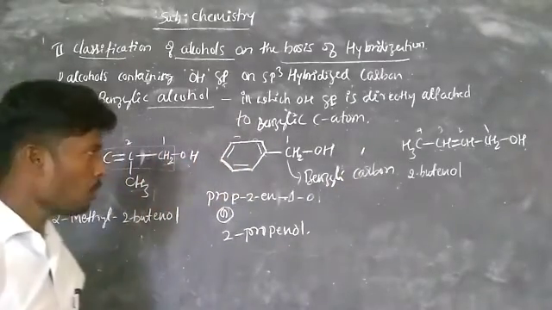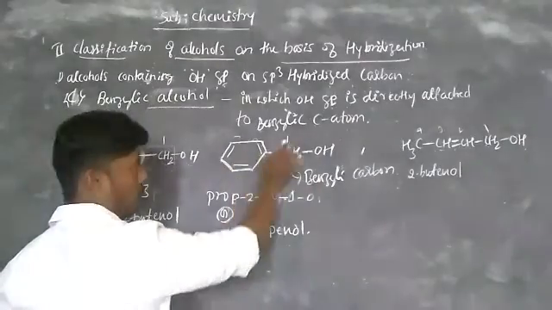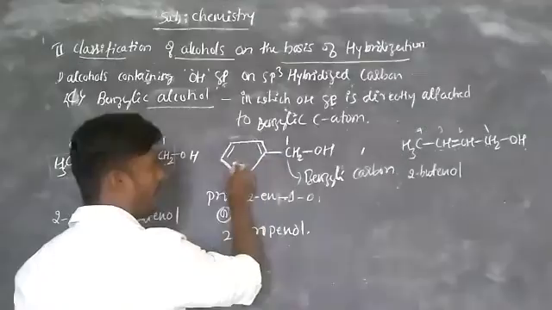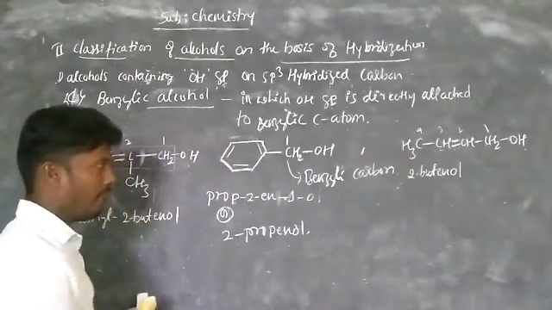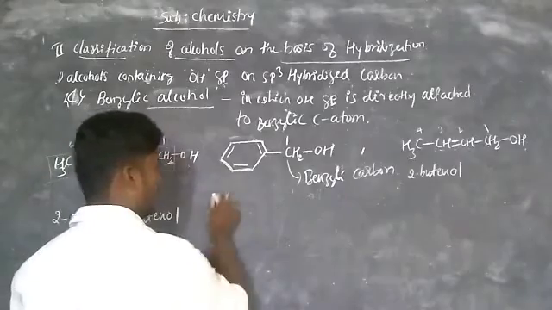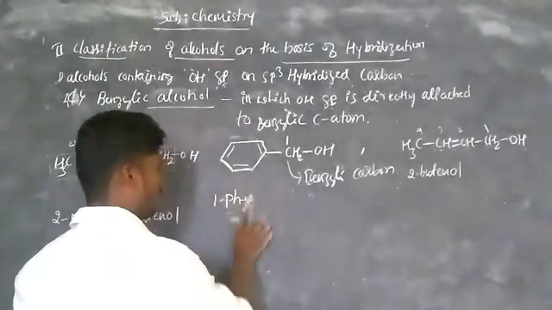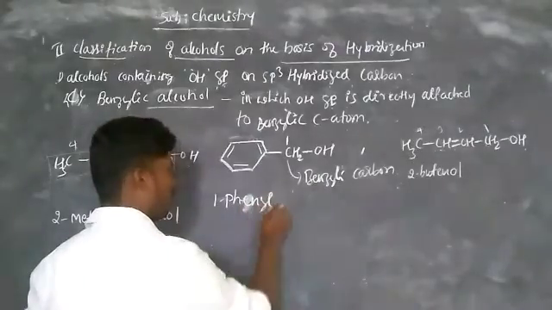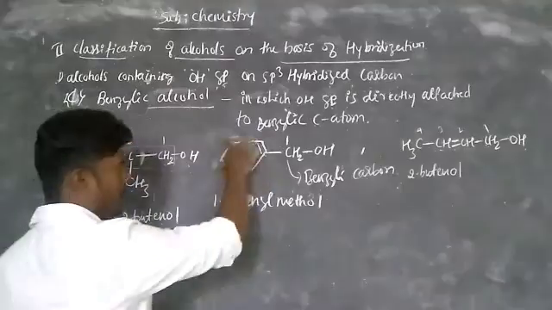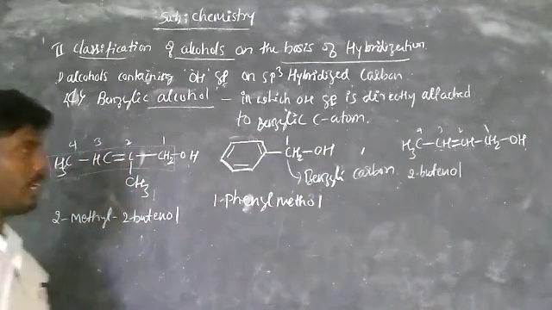Benzylic carbon. So now what is its name? Give number 1, and there is no extra longest parent chain. So it is 1-phenyl methanol. Its name is 1-phenyl methanol. The benzene we call phenyl, and this is methanol. Okay, like that we are giving the nomenclature.